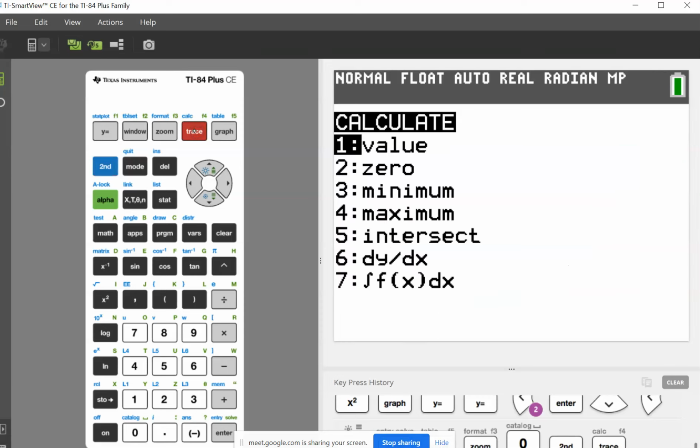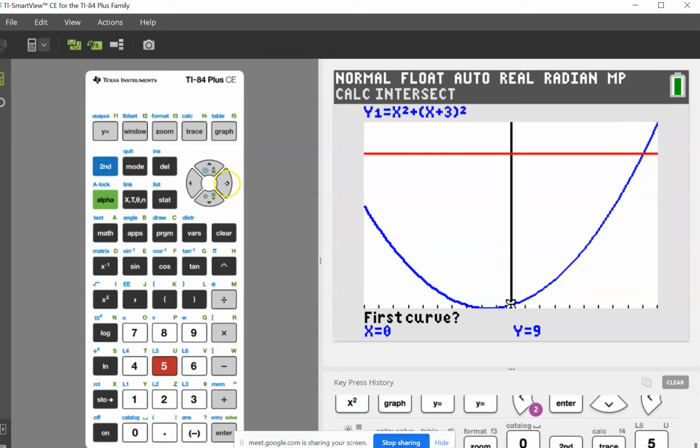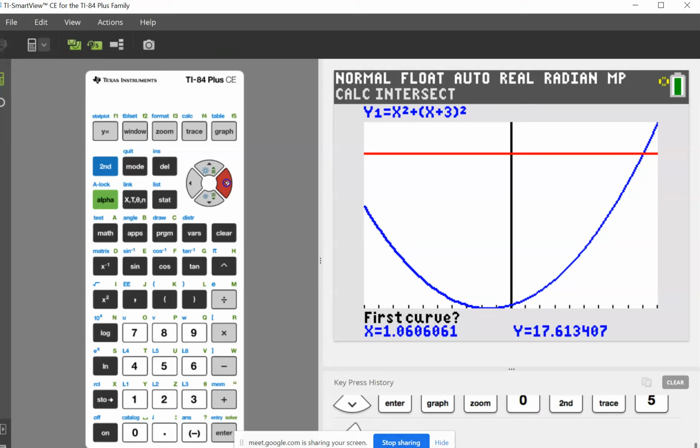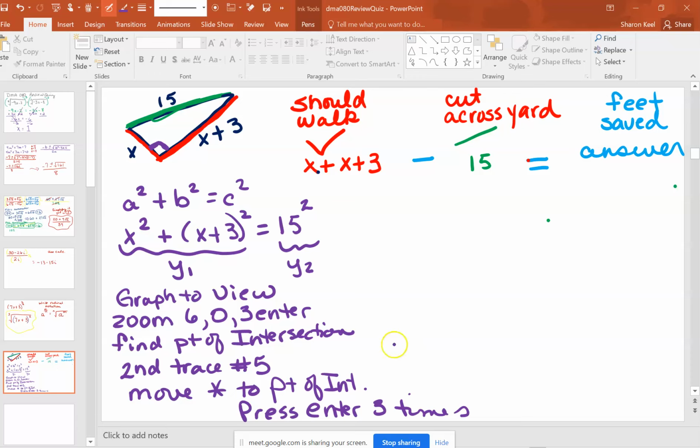Second trace, choose number 5, intersect. Hold the arrow to move the cursor up to the right. And it doesn't have to be precisely on it, it can be near it. Press enter 1, 2, 3 times. Once you see the word intersection, the x answer here is the answer for x, which is 9. So I found that x is equal to the number 9.